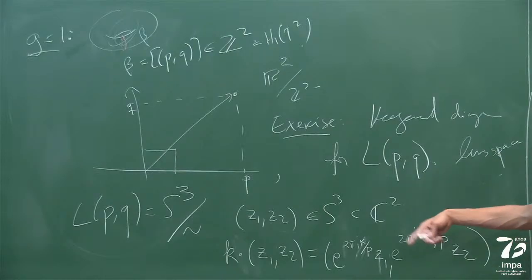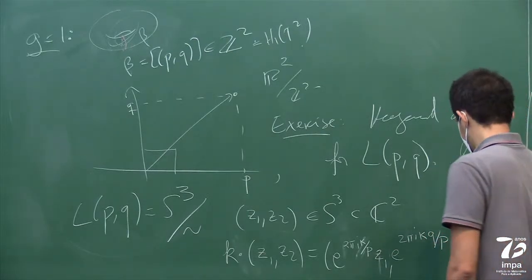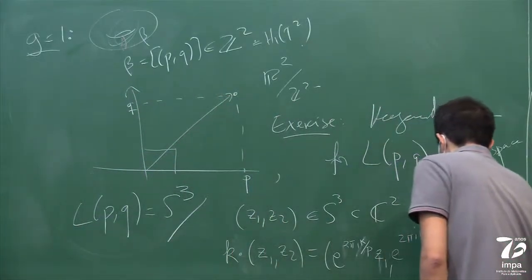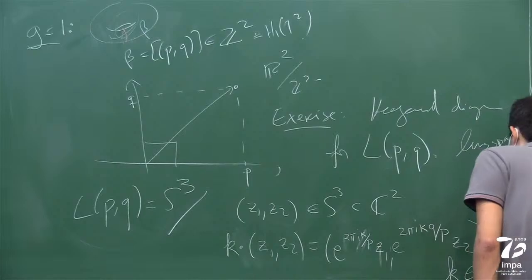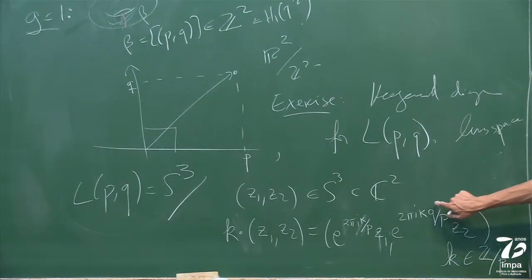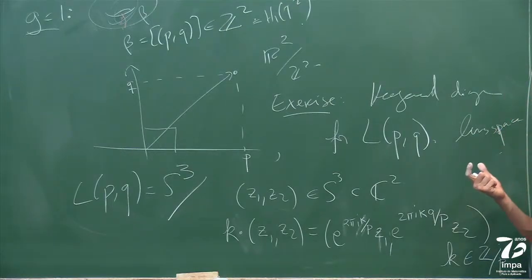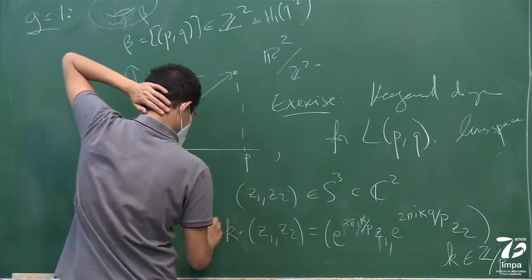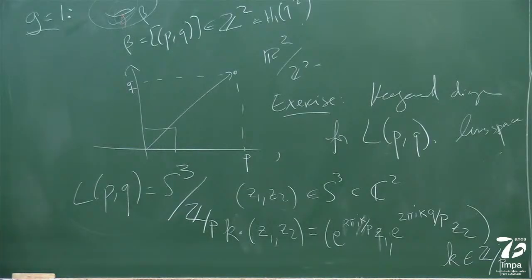And so this is an action of Z_p. For k in Z mod p, this is an action of Z_p on S3, but it also depends on a q. And if q and p are independent, if they're rationally independent, then this action is going to be free, and then you can divide by this action. You can take the orbit set. This will be a manifold, and that's called L(p,q).